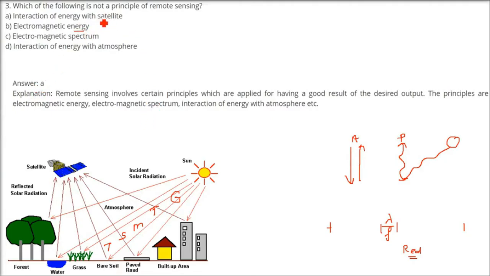So the answer is that interaction of energy with satellite is not a principle. It is a process definitely, but not a principle. The other three are proper principles of remote sensing. The interaction is not there. It's just sensing.